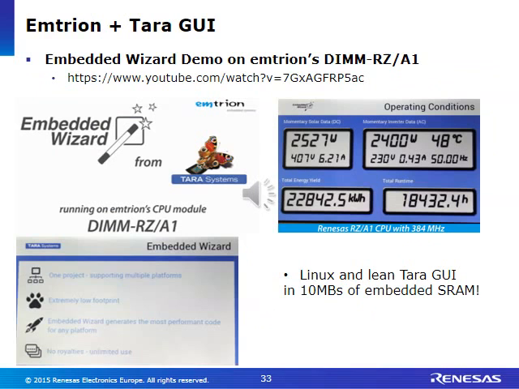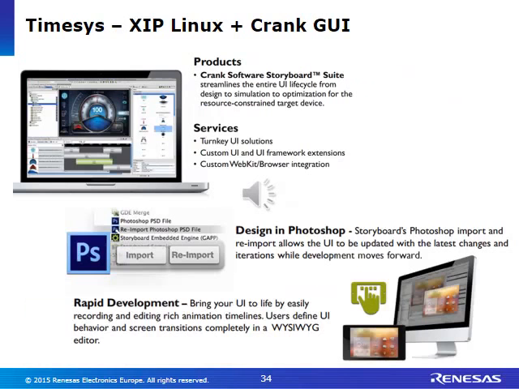I'm coming to the end of the presentation and I would like to highlight 2 very interesting GUI implementations. The first example is an embedded wizard implementation of Tada's GUI running on a RZA board by Emption. The solution runs Linux as well as a lean GUI framework inside 10 megabytes of integrated SRAM. You can check this one out on YouTube by searching for Emption and Tada. And the second solution is a Crank GUI application running on an XIP Linux by Timesys with very good responsiveness. Very nice demo. Please have a look.